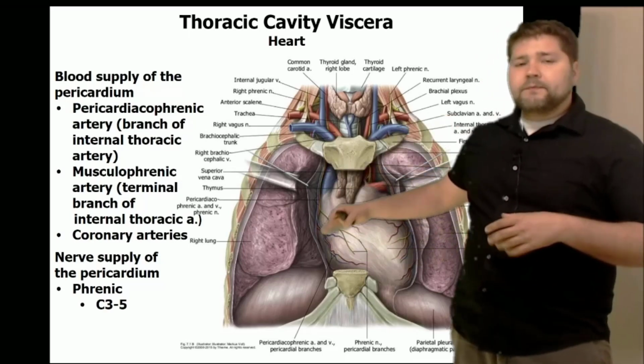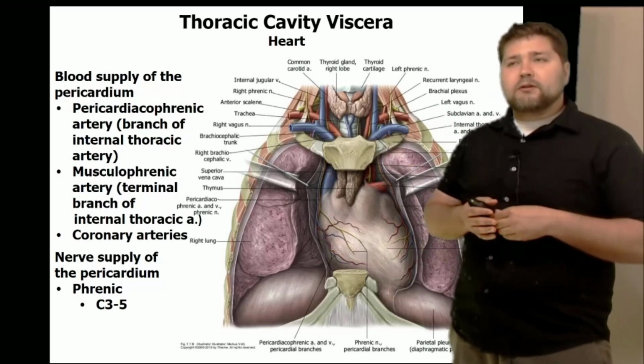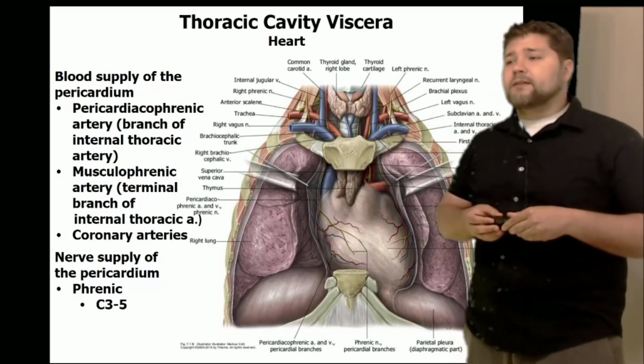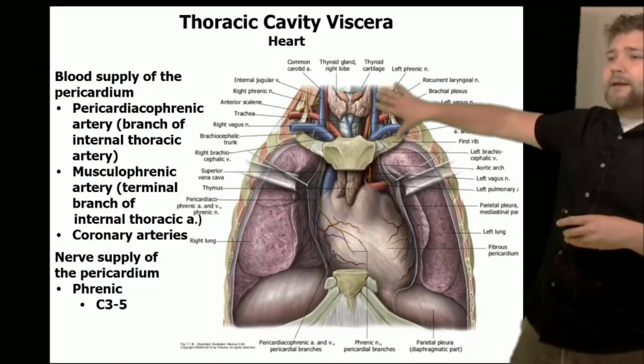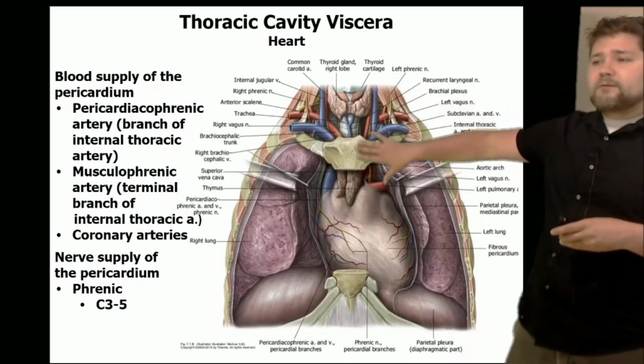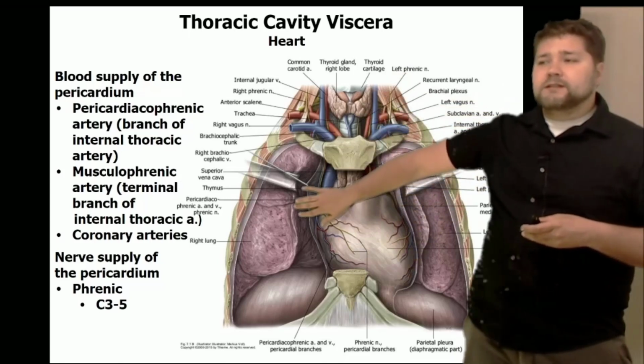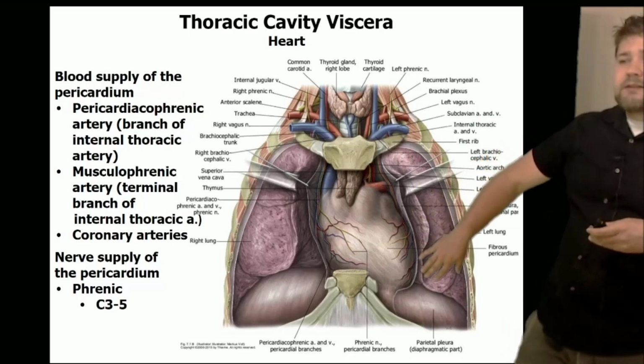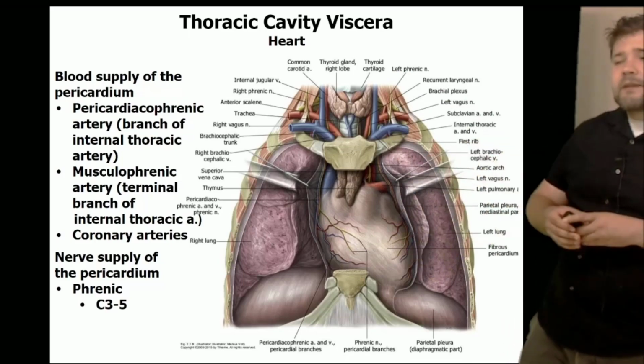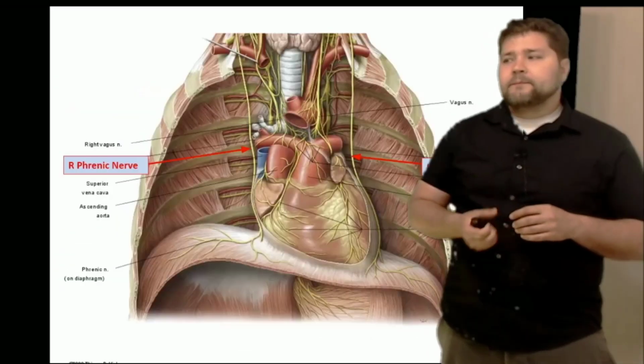Nerve supply, pericardial nerve supply comes from the phrenic nerve. So we saw that as some of those sensory fibers are coming off. The only motor innervation from the phrenic nerve is the diaphragm. All other sensory is going to be from the pericardium, as well as some of the diaphragm and some of the parietal pleura as well.